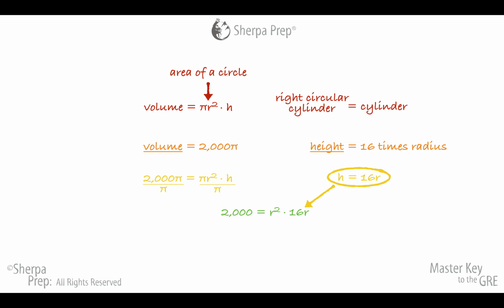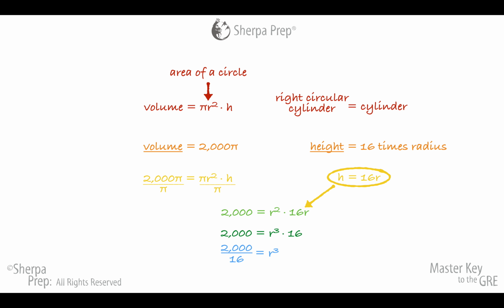As the next step, we can multiply the r's together, giving us r cubed, and we can divide both sides of the equation by 16, telling us that r cubed equals 2000 over 16. Now, at this stage, you might be tempted to plug this information into a calculator, but the truth is we can do this really quickly without a calculator.